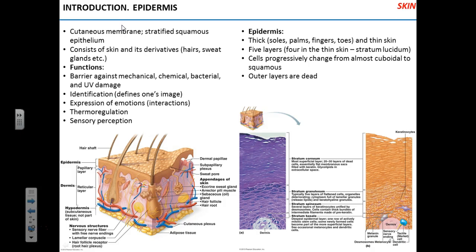So we finished talking about the tissues, and we're going to cover a first system. We're going to start covering the first anatomical system today, and it's going to be the skin, or integumentary system. So it's, as I mentioned before, the only cutaneous membrane that is found in the human body.